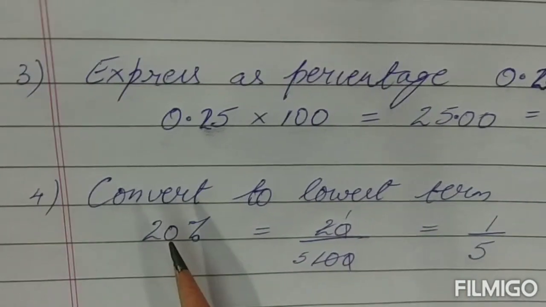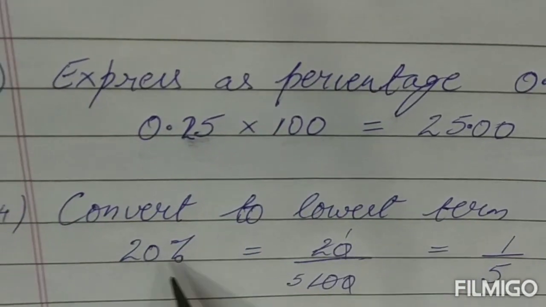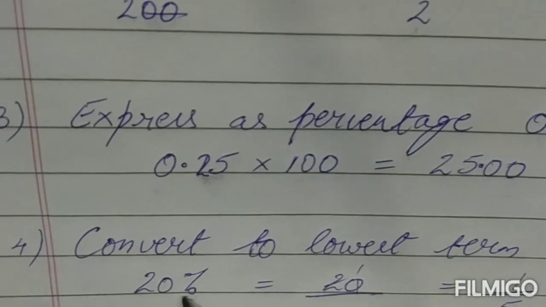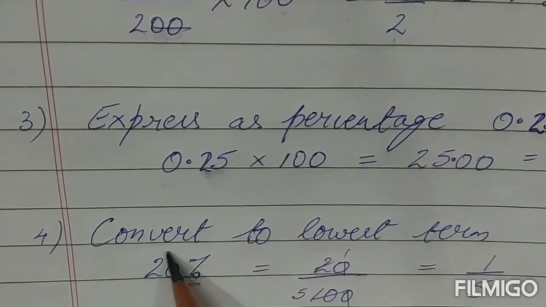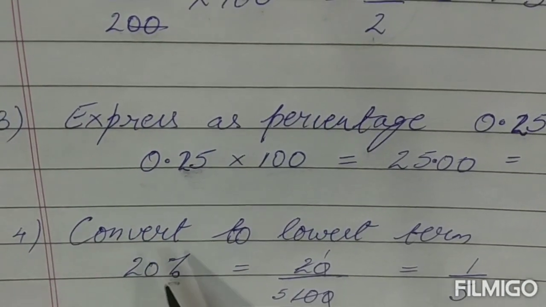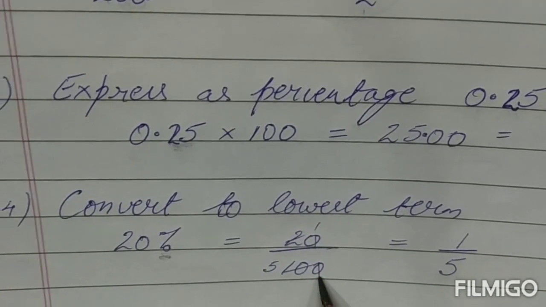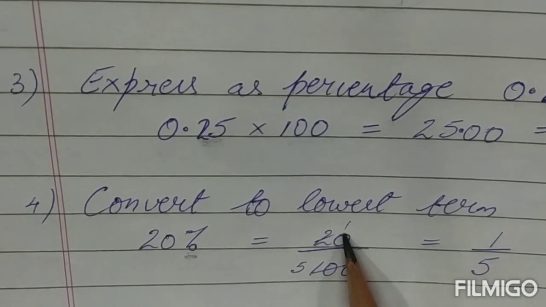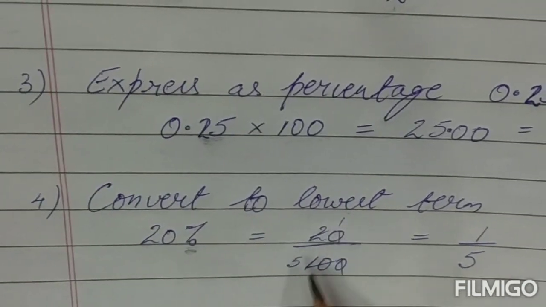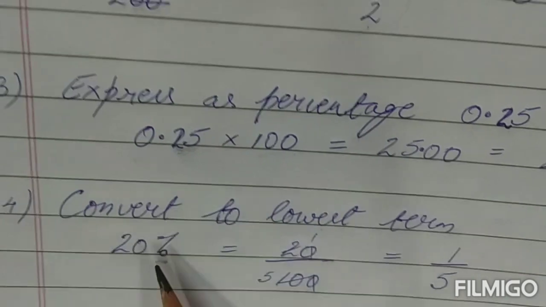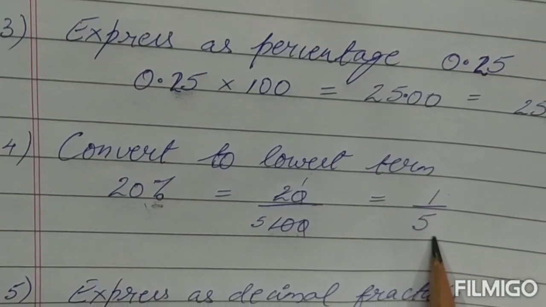Question number 4, convert to the lowest term, 20%. Now one thing to be kept in mind, children, wherever the percentage sign is given, you need to write 20, whatever the number is, as the numerator, and in place of this percentage sign write upon 100. So 20% means 20 upon 100. 0 and 0 will cancel each other. 2 1s and 2 5s. So 20% to the lowest term means 1 upon 5.